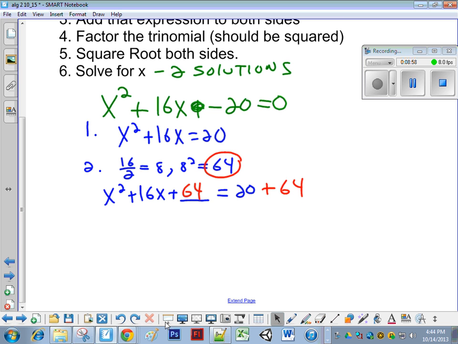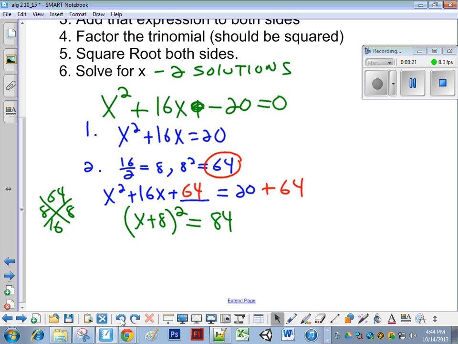So now I'm going to rewrite it. I think I can factor this. I think I know that 64 going to 16 is going to be 8 and 8. So this should be a perfect square factor. We have x plus 8 quantity squared equals 20 plus 64 is 84.